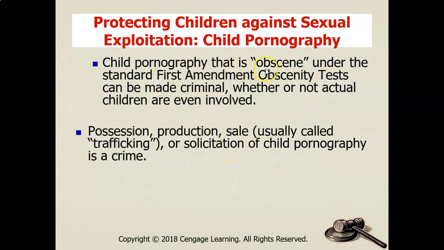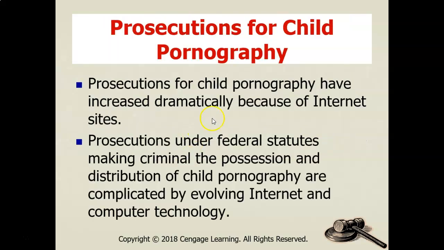So child pornography that is obscene under the standard First Amendment obscenity test can be made criminal whether or not actual children are even involved. So if somebody does drawings or something like that, we may be able to prosecute those under certain statutes. Possession, production, and sale, usually called trafficking or solicitation of child pornography, is a crime. And prosecutions for child pornography have definitely increased because of the internet, as far as what's out there and where people are getting it. Now, there are certain organizations that do track this as far as their criminal investigations and look at those prosecutions on how they get these individuals.